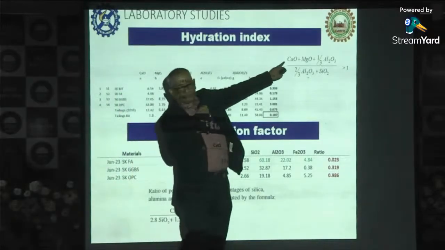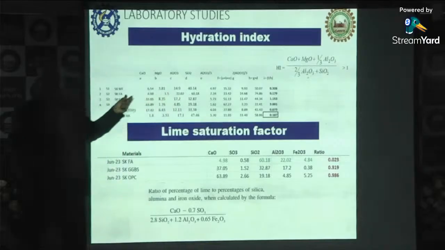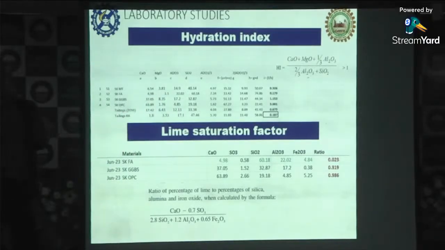So calcium oxide should be more, so we can have a good hydration index. It should be more than 1. If it is more than 1, it is suitable as a pozzolan. This is just a yardstick. The same is true for lime saturation factor.